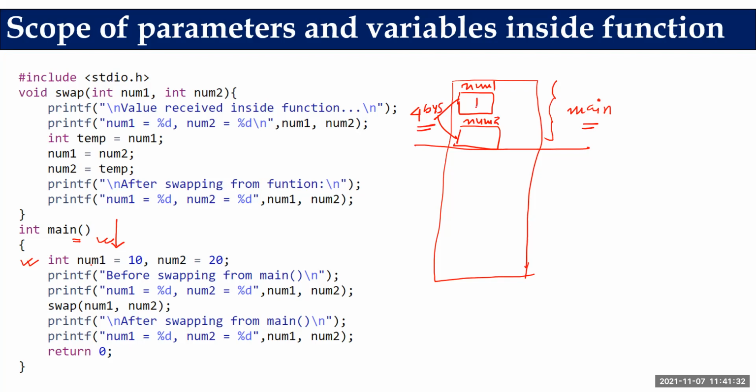So what is their value? It is 10 and it is 20. They have been initialized here. Next, it prints this line, before swapping, from main. I want to swap the values of these two variables. I want 20 to be in num1 and 10 to be in num2. So it prints this line and also prints their values as output. It will print num1 equal to 10 and num2 equal to 20.